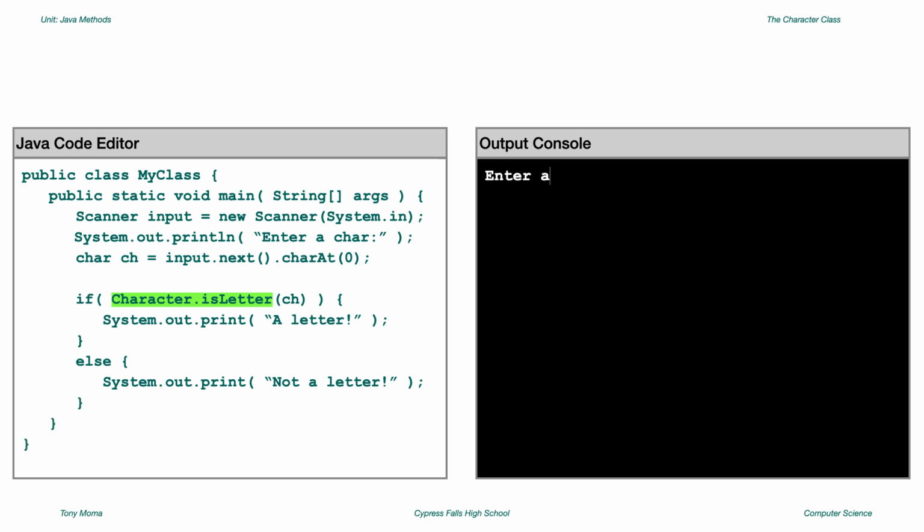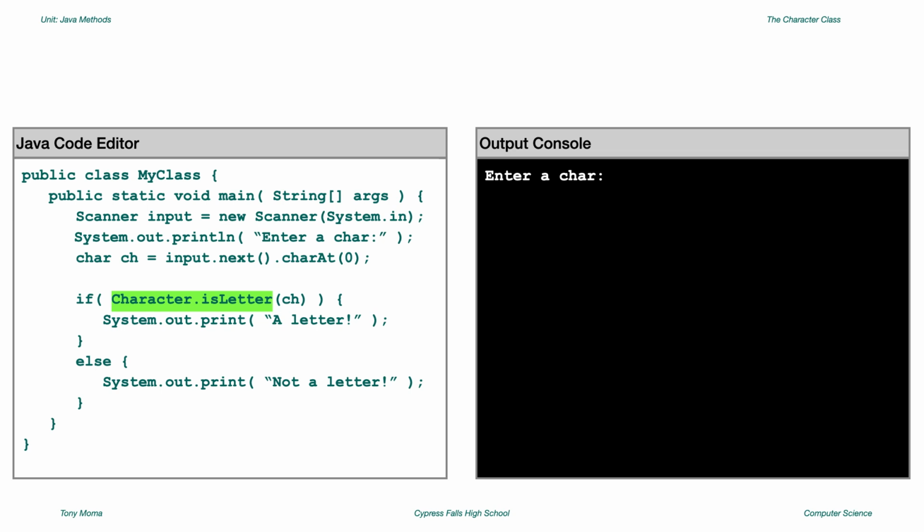So let's execute. Program says enter a char. I type in lowercase n. Obviously, lowercase n is a letter, thus a letter gets output. Now, suppose I execute this again. Enter a char. I enter uppercase G. Obviously, uppercase G is a letter, thus a letter gets output. Suppose I run the program again. This time I enter the number 4. The number 4 is not a letter, thus Character.isLetter returns false, thus not a letter gets output.